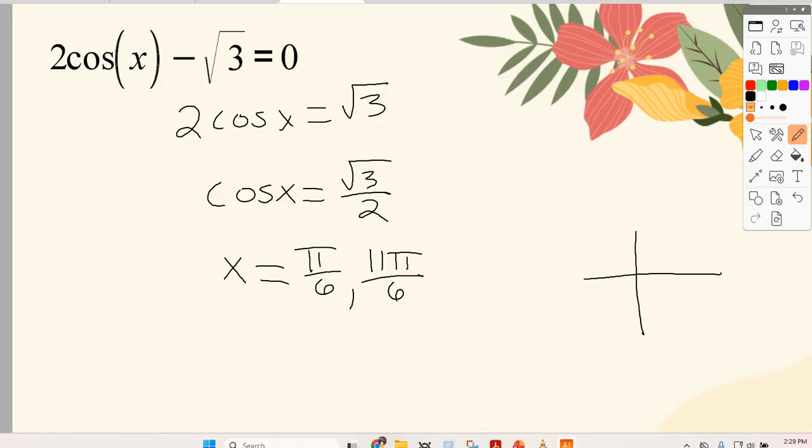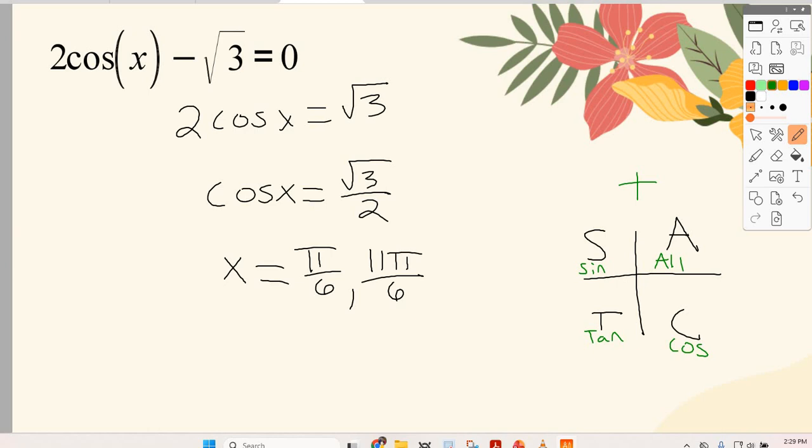Cosine's positive, right? So notice that we have a positive value here. So I need my cosine to be positive. Our cosine is the x value, so that would be in my 1st and my 4th quadrant, right? The other way, remember, is A Smart Trig Class. So these are where we're positive. All of our trig functions are positive in the 1st. Sine is positive in the 2nd. Tangent is positive in the 3rd, and cosine is positive in the 4th.